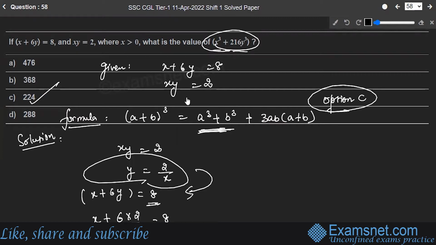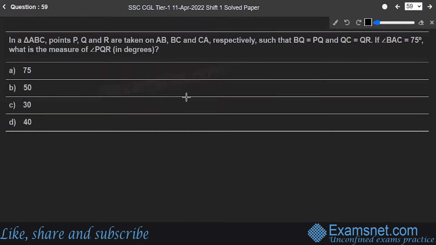Let's move to the next question, number 59. In triangle ABC, points P, Q, R are taken on AB, BC, and AC respectively, such that BQ is equal to PQ and QC is equal to QR. Angle BAC is 75. What is angle PQR measured in degrees?